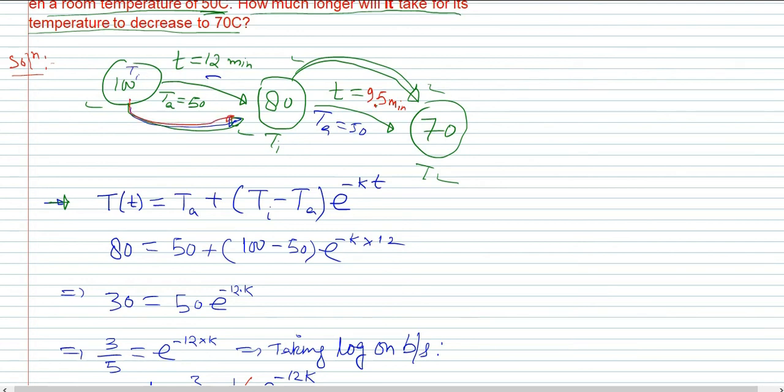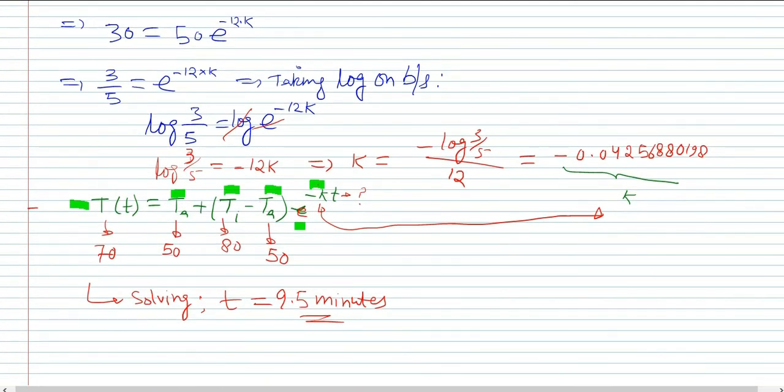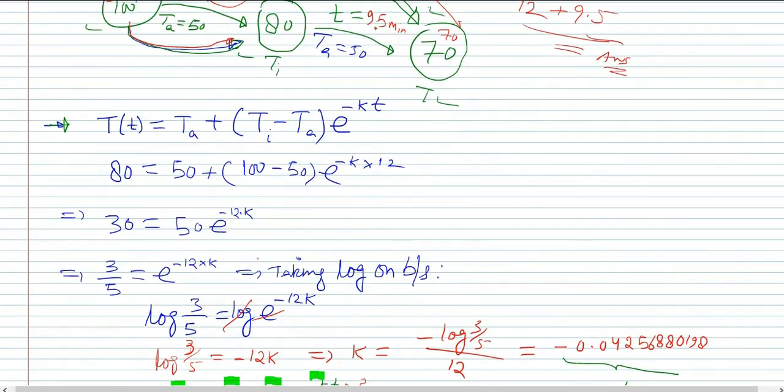Now from 100 to 80, the time is 12 minutes. From 80 to 70, the time is 9.5 minutes. If you are asked how much time it will take for this body to decrease the temperature from 100 degrees centigrade to 70 degrees centigrade, you know from 100 to 80 is 12 and 80 to 70 is 9.5, so you add 12 plus 9.5. That is the answer if asked to find the time taken to decrease the temperature of the body from 100 to 70. We found it both ways.